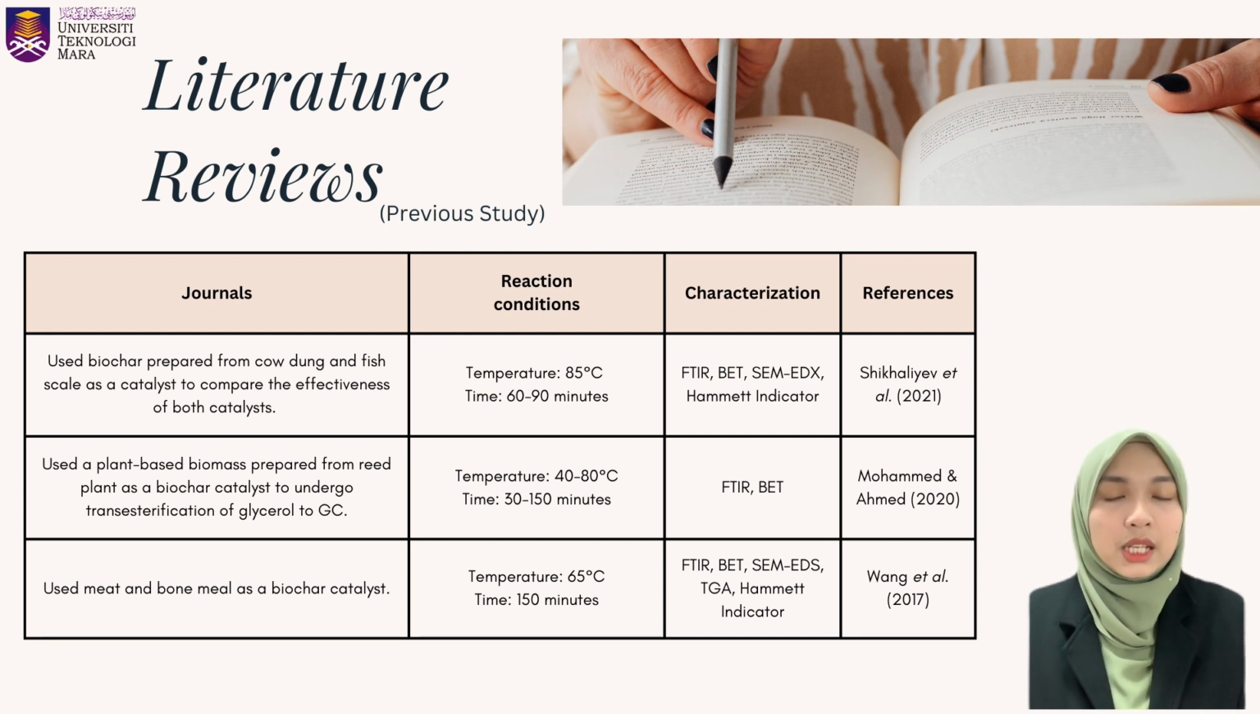Next, Mohammed and Ahmed 2020 used a plant-based biomass prepared from reed plant as a biochar catalyst to undergo transesterification of glycerol to GC. The reaction was run at 40 to 80 degrees Celsius with the duration of 30 to 150 minutes. They used FTIR and BET for the catalyst characterization. And the third one is Wang et al. 2017 used meat and bone meal as biochar catalyst with the reaction condition at 65 degrees Celsius for 150 minutes.